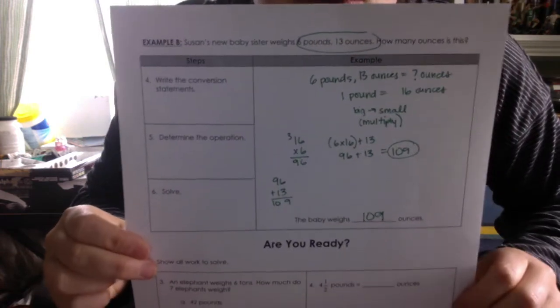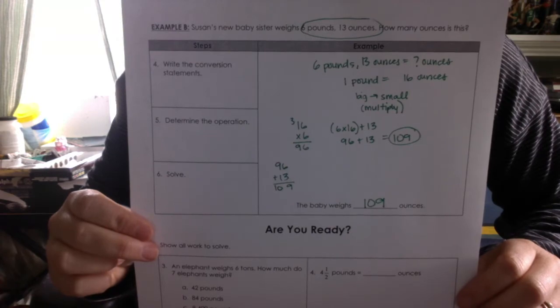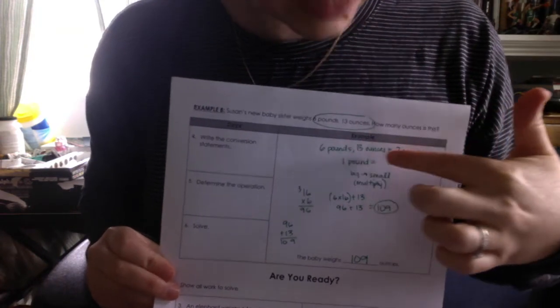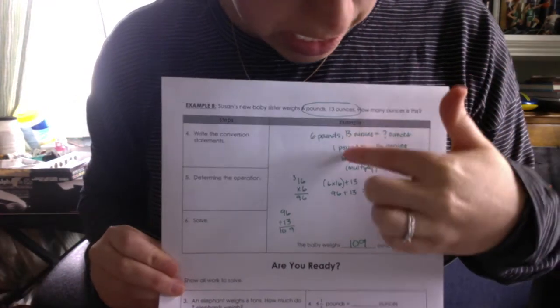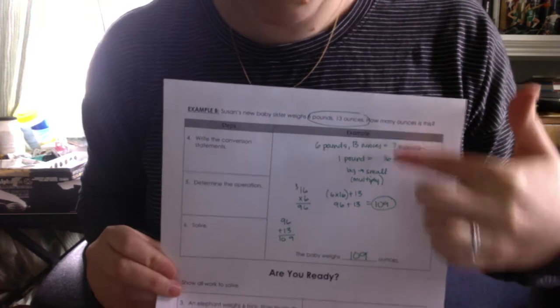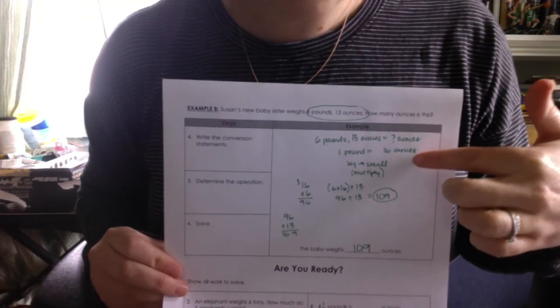All right, and then example B, let's do another one together. Susan's new baby sister weighs 6 pounds, 13 ounces. We want to know how many ounces this is. So I listed it out, 6 pounds and 13 leftover ounces, and we want to turn it into only ounces. So notice I'm lining up my pounds with my pounds and my ounces with my ounces. So 1 pound is always going to be 16 ounces. This time we're going the other way.